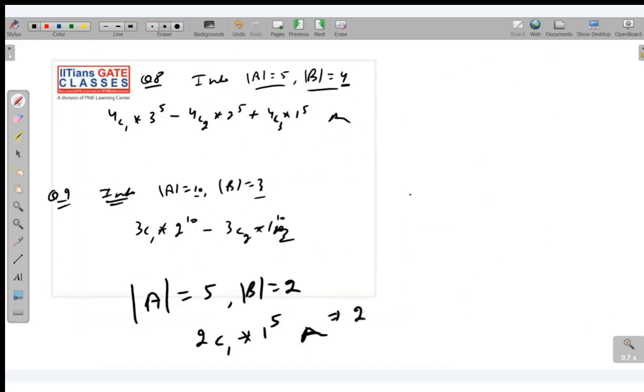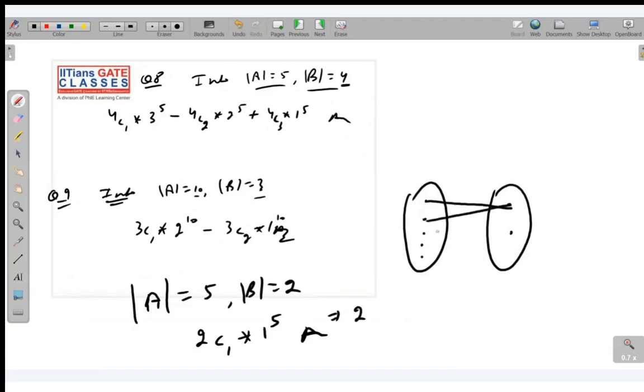Now you will say, how sir, 2 is coming? So 1, 2, 3, 4, 5, and here only 2 elements are there. So for into functions, one of the elements should be left blank. So only 2 possibilities will be there. All the 5 elements are mapped here, or the second possibility is 1, 2, 3, 4, 5 and all the elements are mapped to the second element.